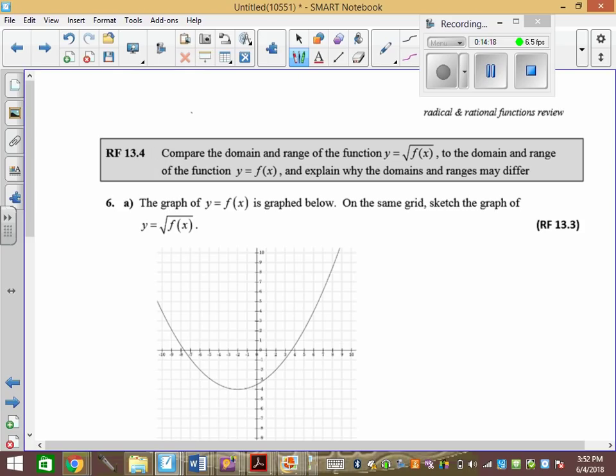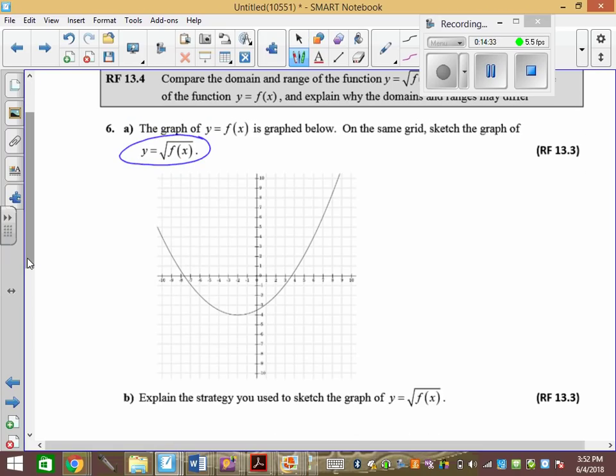Compare the domain and range of the function y equals f of x to the domain and range of the function y equals the square root of f of x, and explain why the domains and ranges may differ. So this is the original f of x function, and they want the square root of that function. So I'm going to keep all the x's and square root my y's.